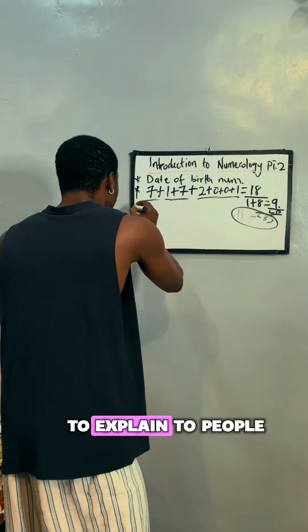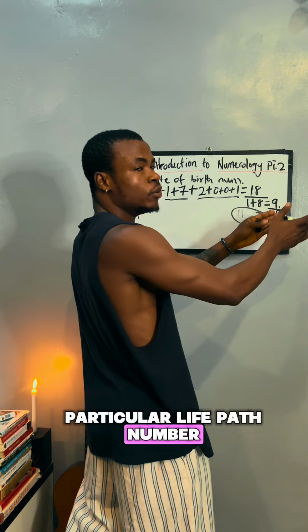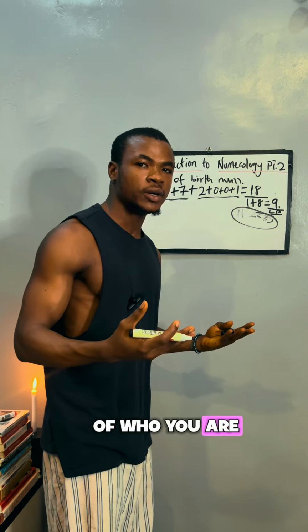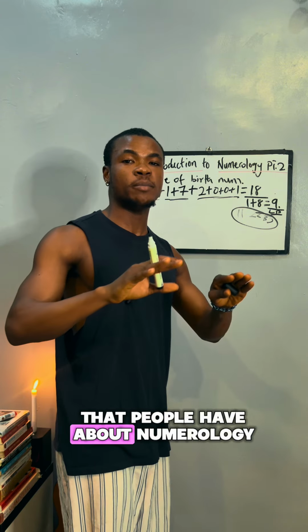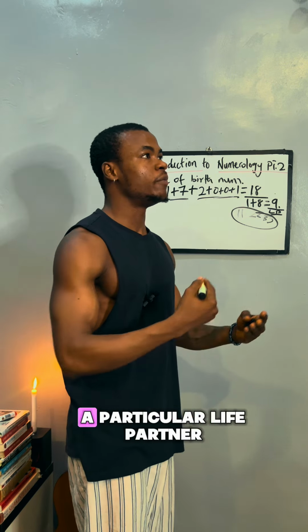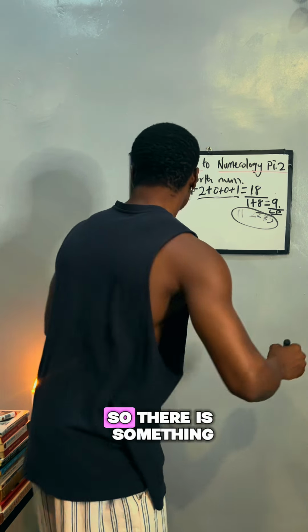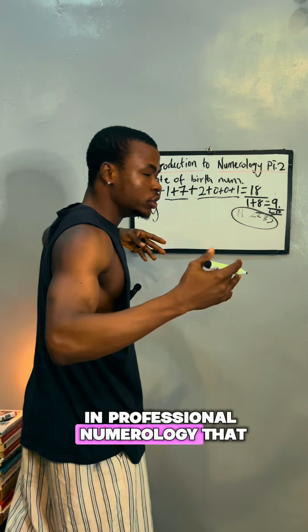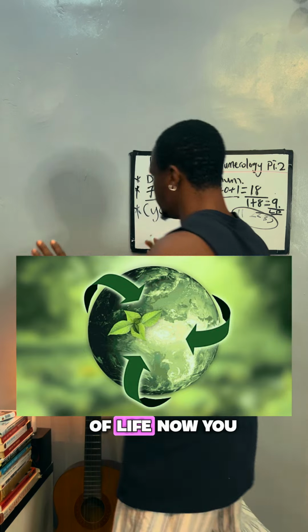I used to explain to people, because a lot of people think that because you are a particular life path number that you arrived at, that is the essence of who you are. A lot of calculations that go on the internet, a lot of notions that people have about numerology, they think because you're a particular life path number, then that is the totality of who you are. No. There is something in professional numerology that we call cycles of life.